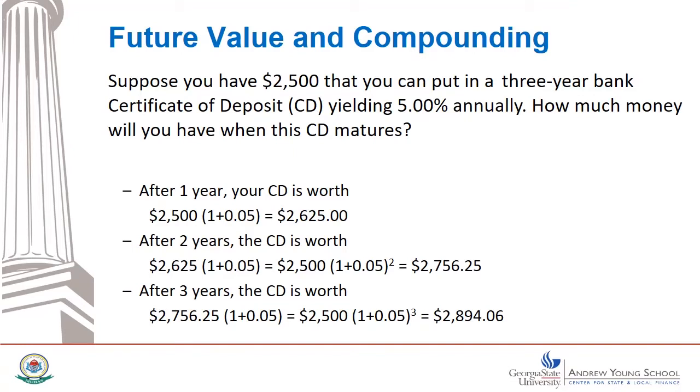A shortcut to avoid the prior steps is to compute it this way. The initial present value of $2,500 times the product of 1 plus 5% raised to the power of 3. The exponential number 3 is the total number of annual time periods that the initial money is compounded. What all of this means is that $2,500 today is worth $2,894.06 at the end of 3 years at an annual compound interest rate of 5%.